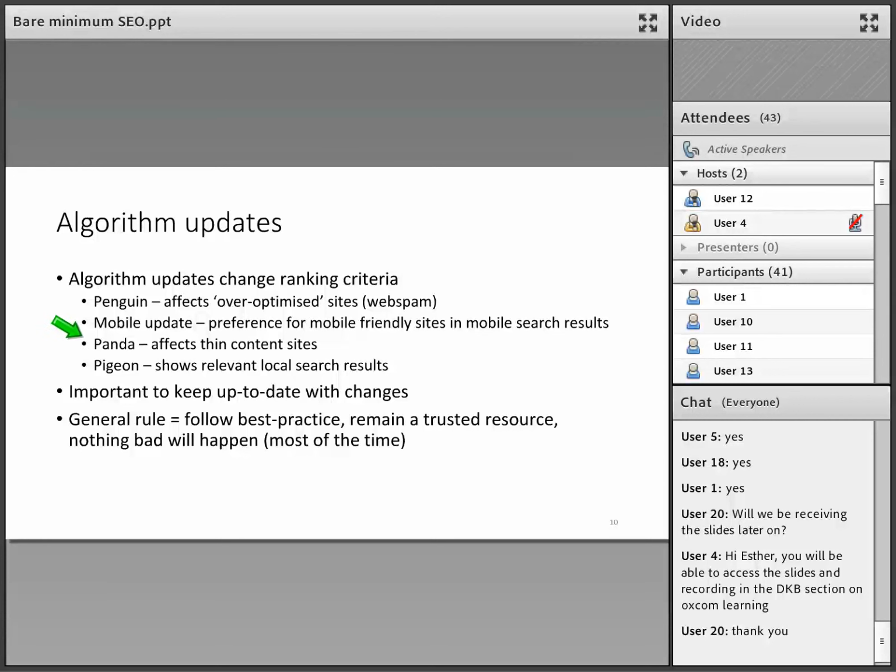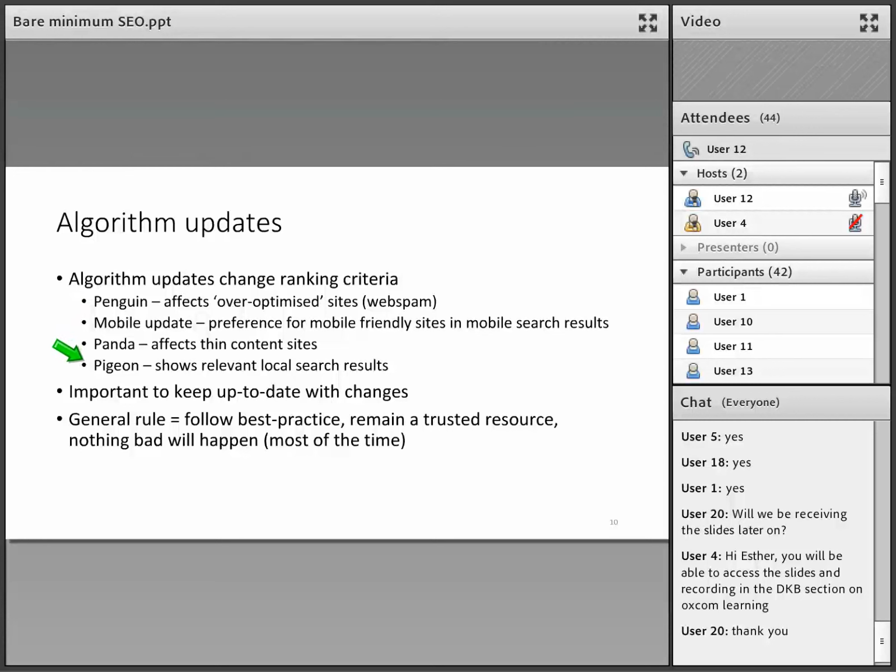So if you have experienced big drops over the past maybe three years, it's probably going to be this or this. I mean, the mobile update, self-explanatory. It's the preference for showing mobile-friendly sites in mobile search results. A lot of people called it mobile-geddon, which was when Google decided that it would start showing this preference. So if you didn't have a website that was mobile-friendly, you kind of dropped off on mobile search results.